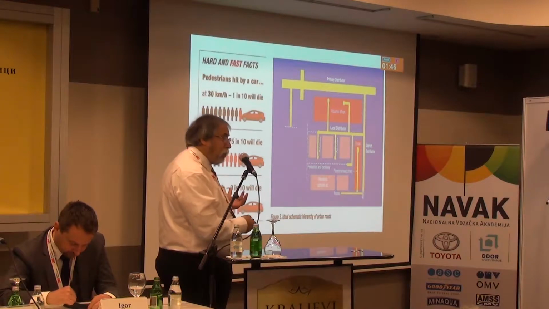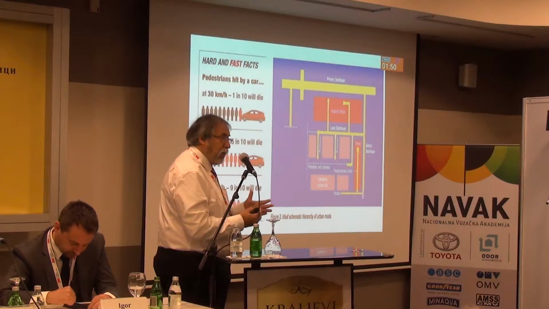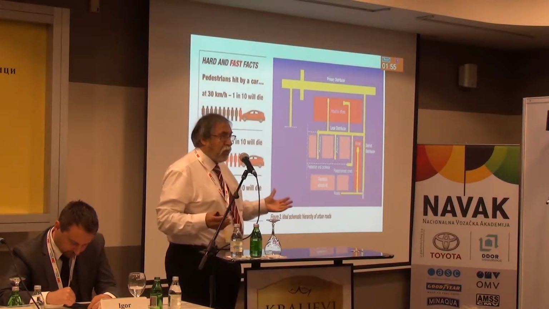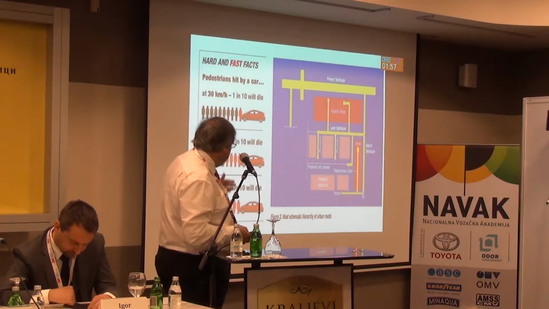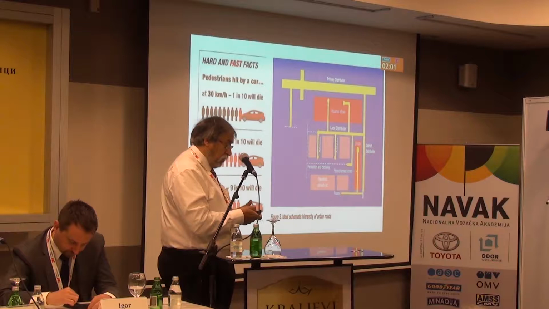We know that if a car hits you, you die faster the faster it goes. If you're traveling at around 30 miles per hour, only one person out of 10 will die. But as your speed increases, more and more die. So again, we need to have a low speed in urban areas.